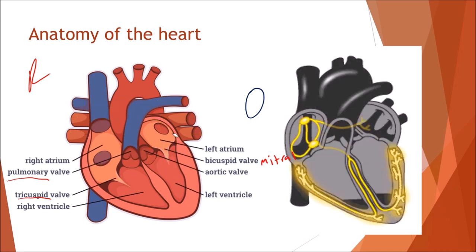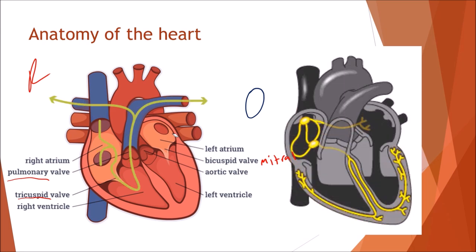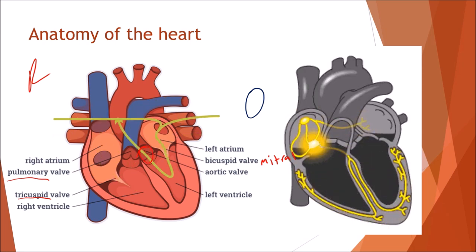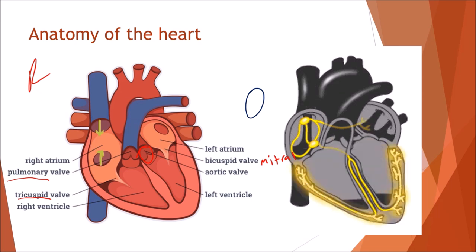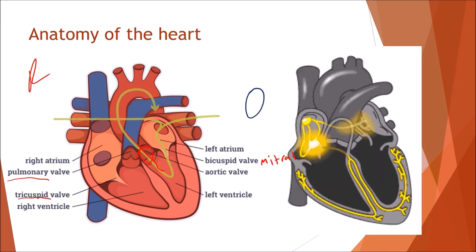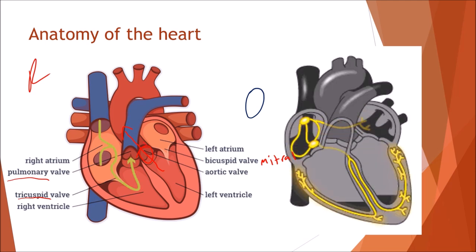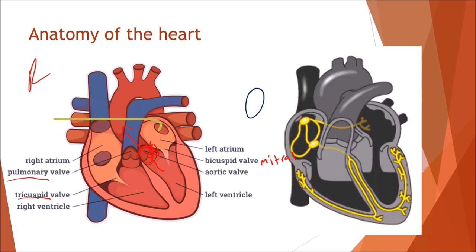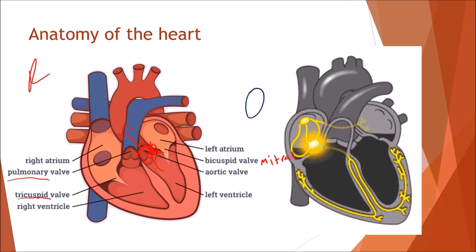And last but not least, between the ventricle and the aorta, we have another valve right here. It's called the aortic valve, and the aortic valve is going to allow blood to flow from the ventricle out into the aorta, but not back. And we don't want it to go back. Make sure you know your valves.